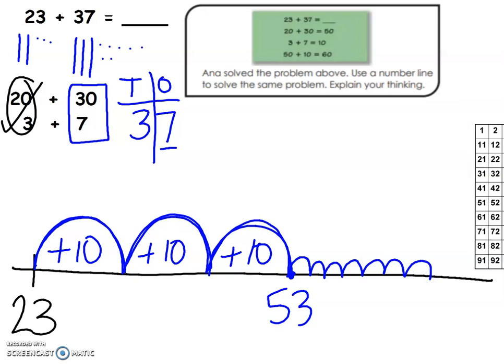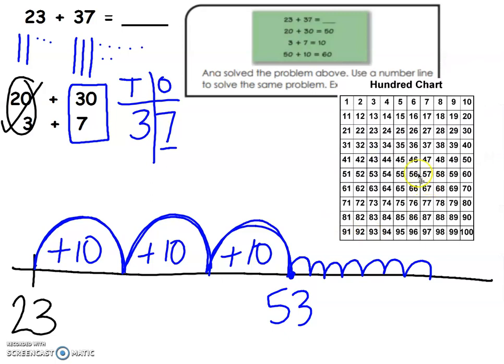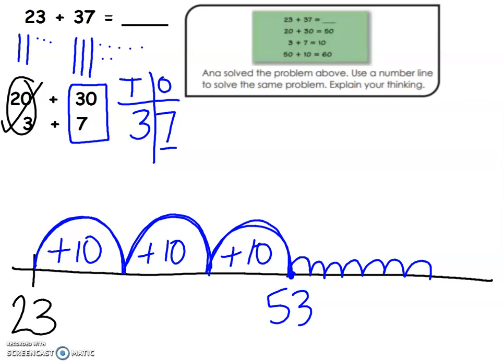If you want to use your hundreds chart, you can. You can start at 53 and count on 7 more. So 1, 2, 3, 4, 5, 6, 7. Okay, and that gets us to 60.